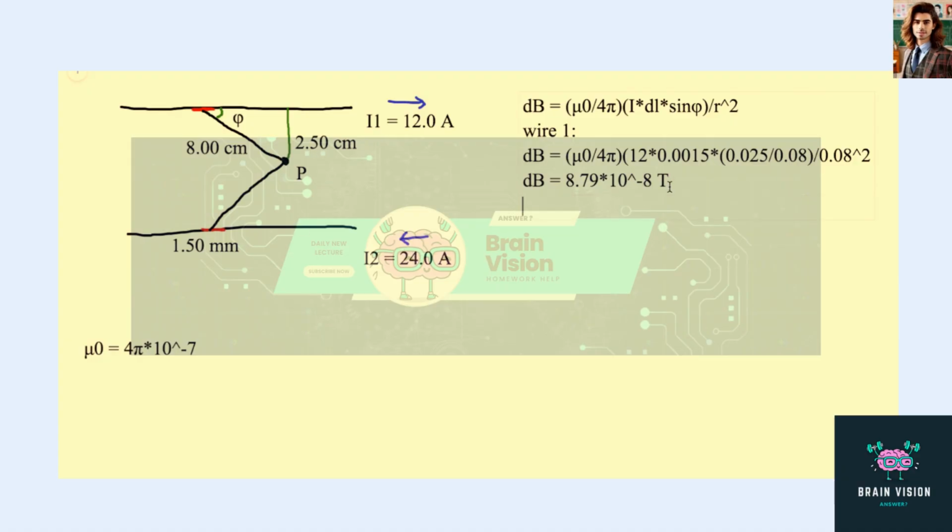So when we double that number and add it to itself, we get that the total magnetic field here is 2.64 times 10 to the exactly minus 7 Tesla. And again, this is into the page as we determined.